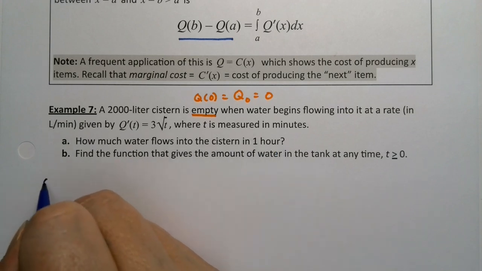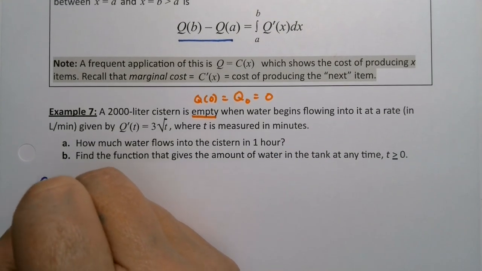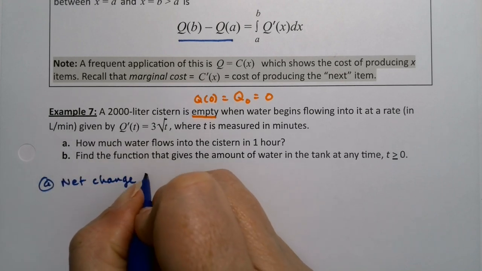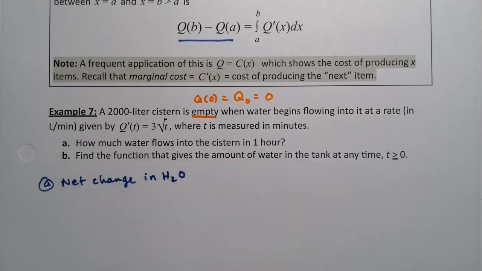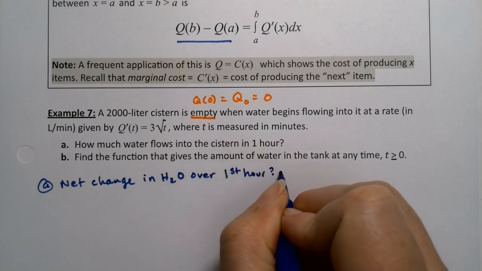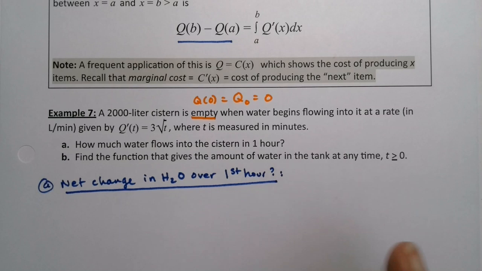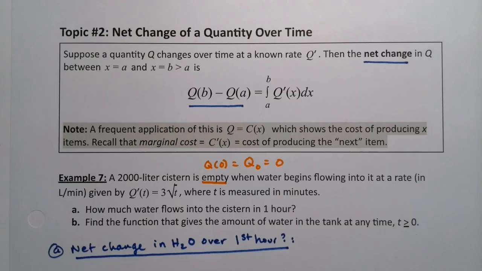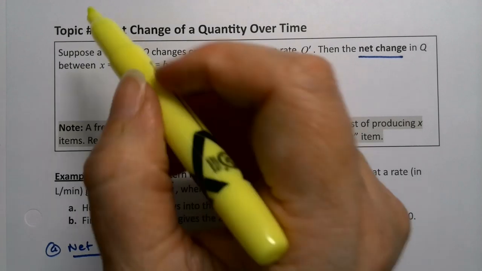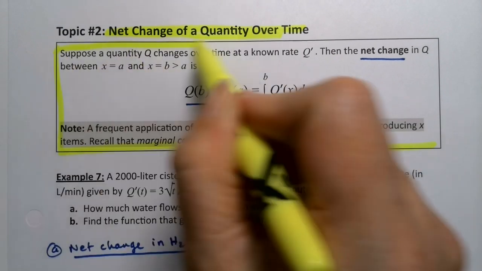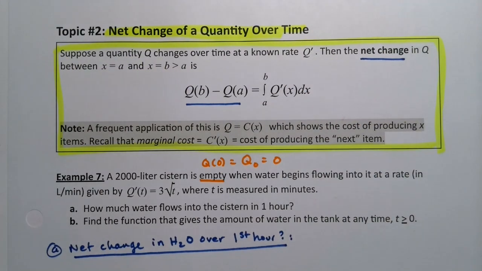For part A, they're really asking us what's the net change in water over the first hour. That's what they want to know. Well, that net change, according to our net change theorem, very nice to know, matter of fact, I should highlight it, is basically saying that all that stuff with distance and displacement works with anything that you know the rate of change for.